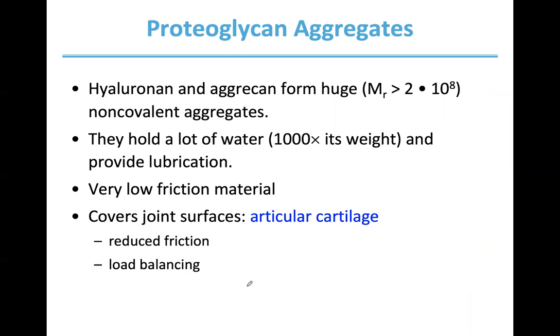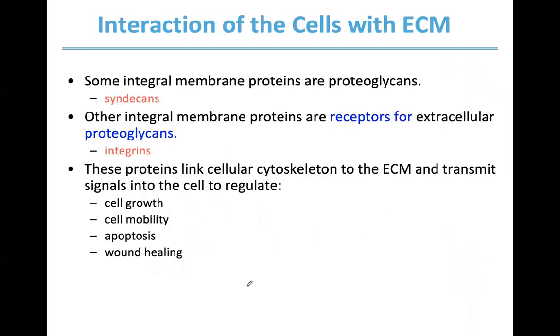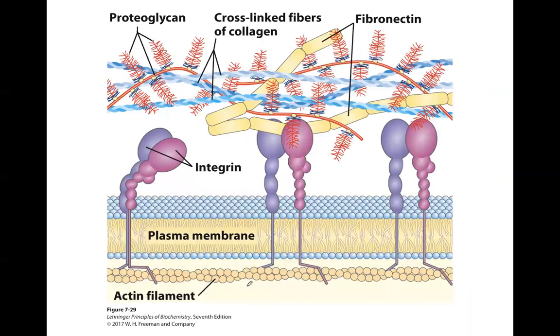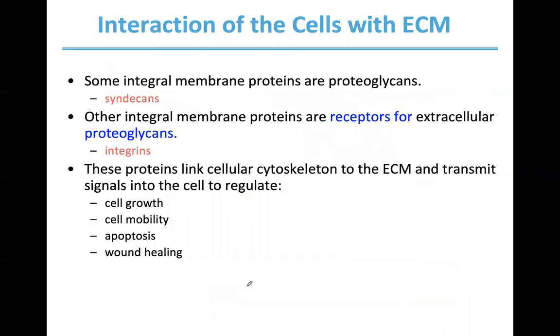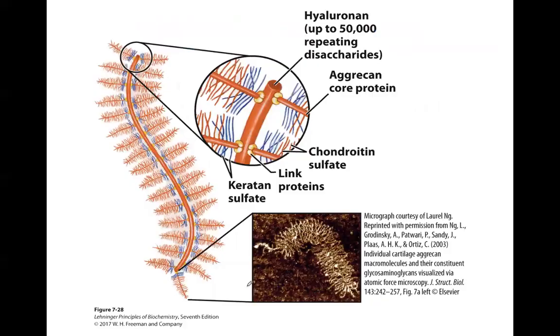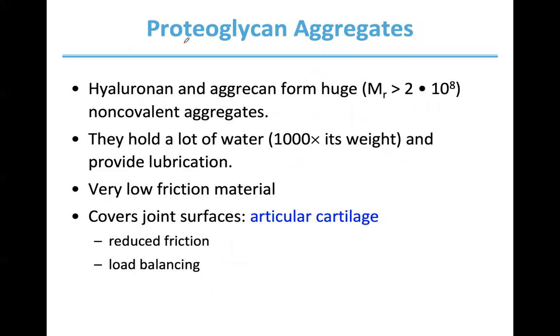All right, there are a couple of slides that I'll just ask you to read. There's not much here, just more about how joints work, and specifically about proteoglycan aggregates, which are separate molecules and again provide lubrication because they hold a lot of water. So it's a low friction material, and it primarily forms cartilage.